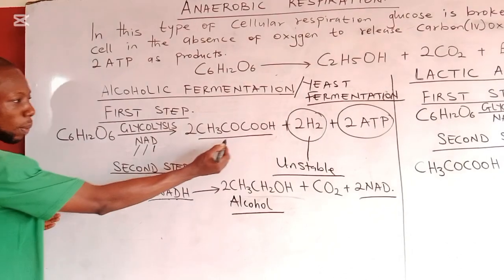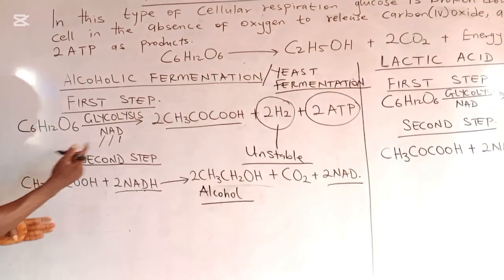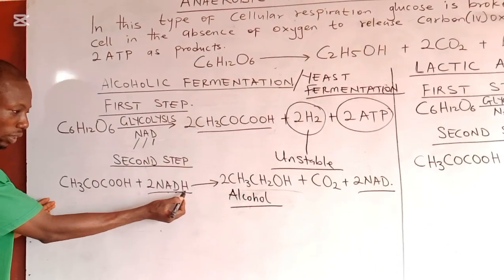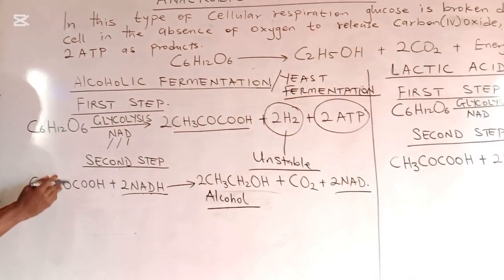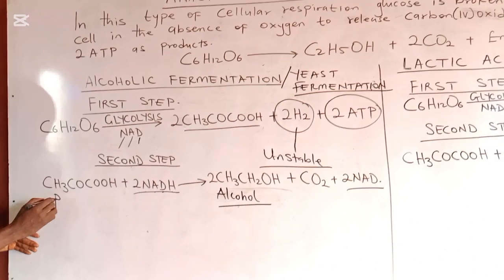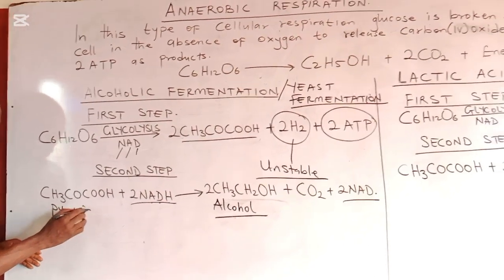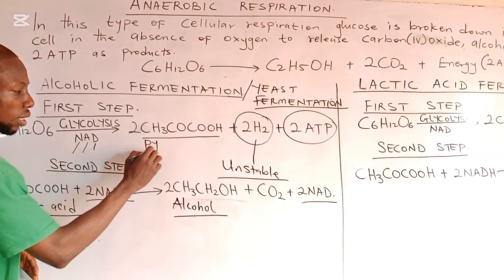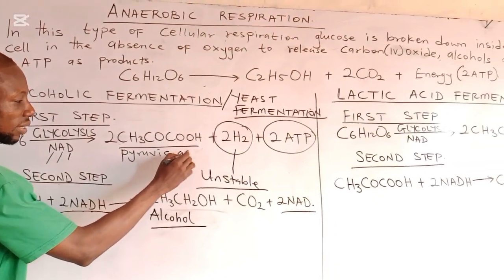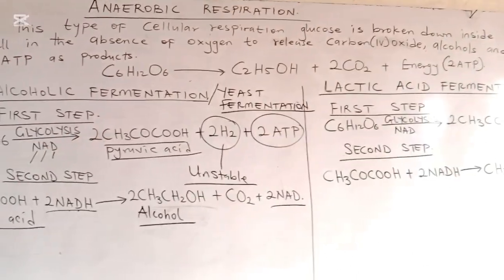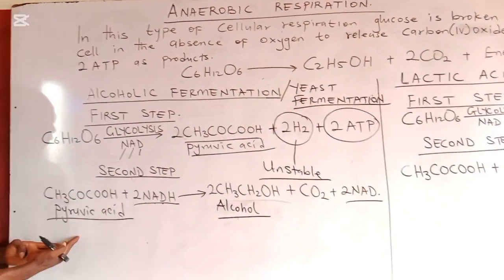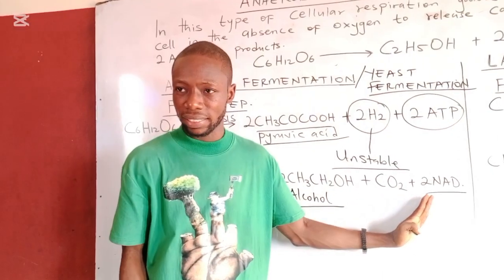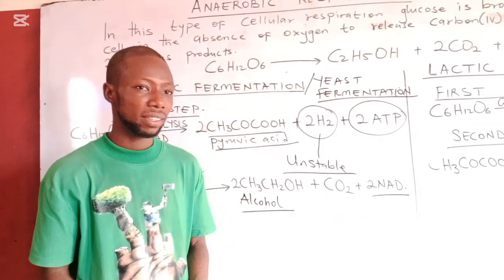Now, this pyruvic acid is reduced by the enzyme that has bound with hydrogen ion. This will transfer hydrogen, and the hydrogen will come and bind with the pyruvic acid. The pyruvic acid is reduced by the enzyme to produce alcohol and carbon dioxide, and the enzyme remains unaffected.